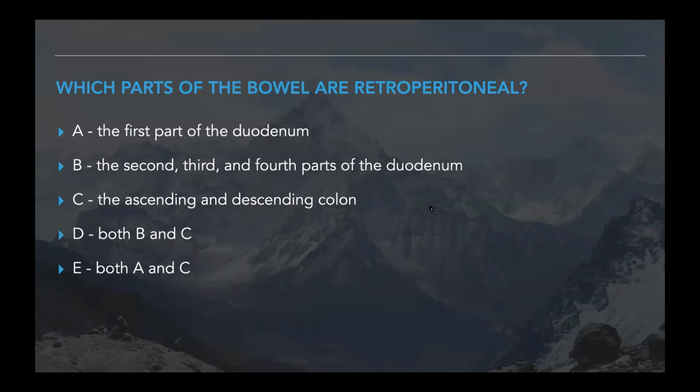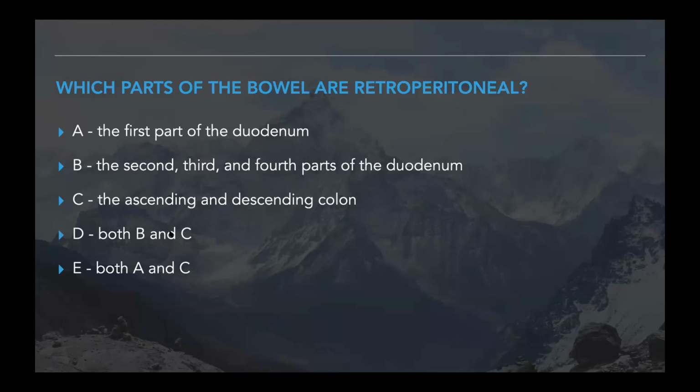Okay. Yeah, nice. So I think you're sort of converging on the correct answer here, which is D. So the duodenum has 4 parts, 1, 2, 3, and 4. The first part is intraperitoneal, and you'll remember what that means is that it has a covering of visceral peritoneum and is suspended from the posterior abdominal wall by a mesentery, a double layer of visceral peritoneum. Whereas the second, third, and fourth are all retroperitoneum, as well as the ascending and descending colon.